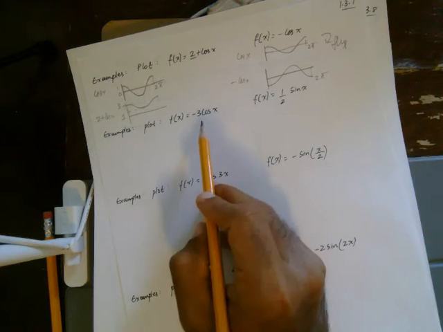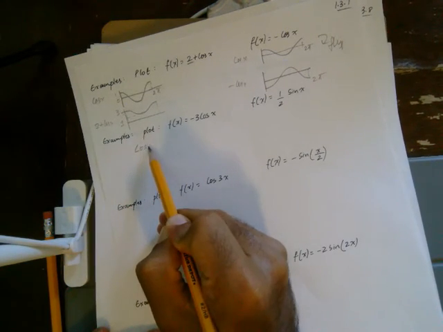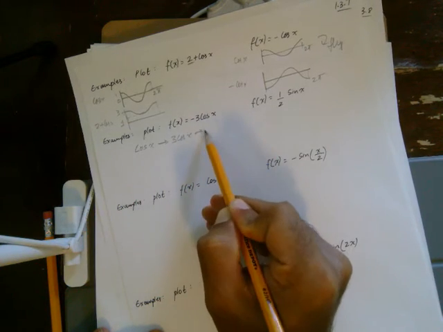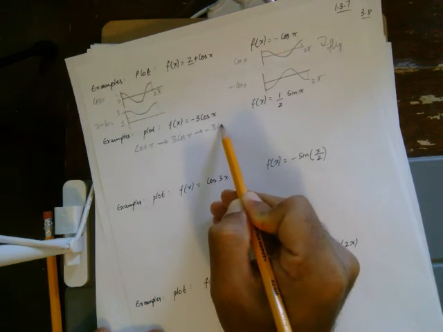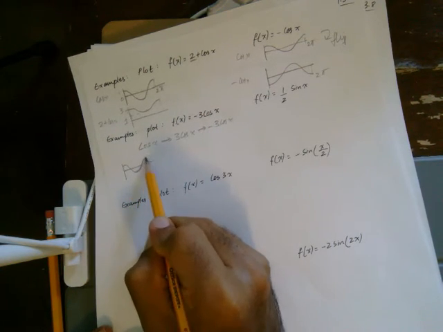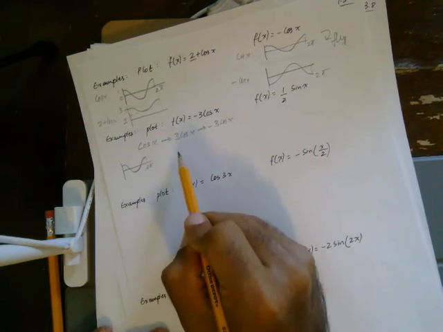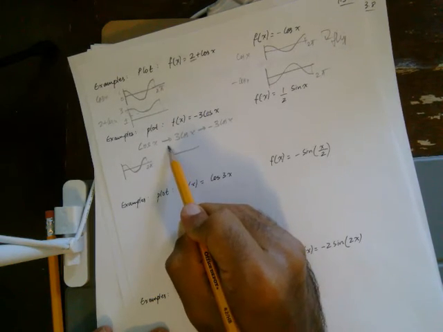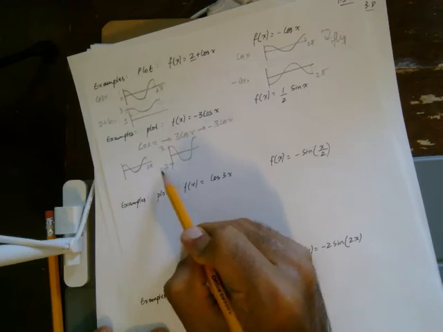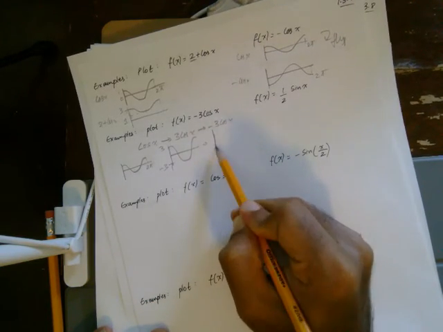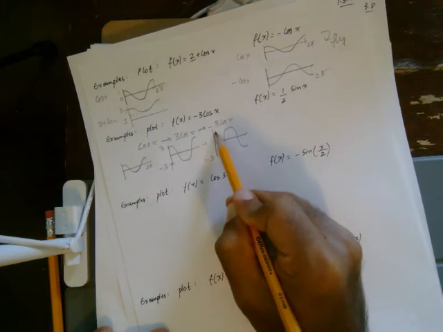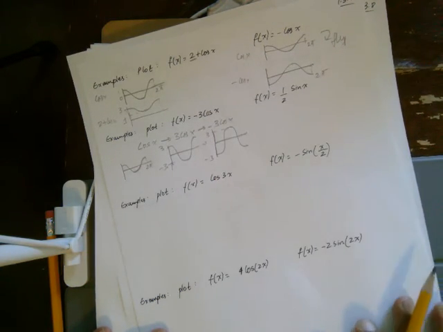Negative 3 cosine x. Here I'm going to go from cosine x to 3 cosine x and then to negative 3 cosine x. What does that imply? 3 cosine x only changes my amplitude, so it's just going to start at 3 and be at negative 3, and then adding the negative simply flips it so that this is negative 3 and this is 3.